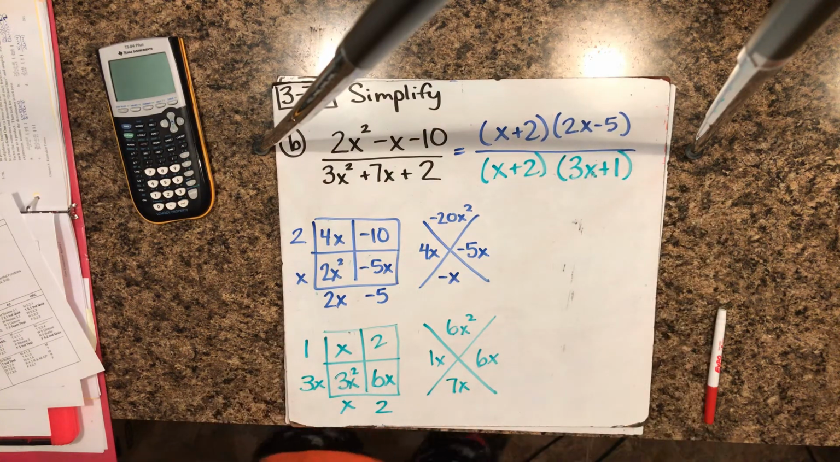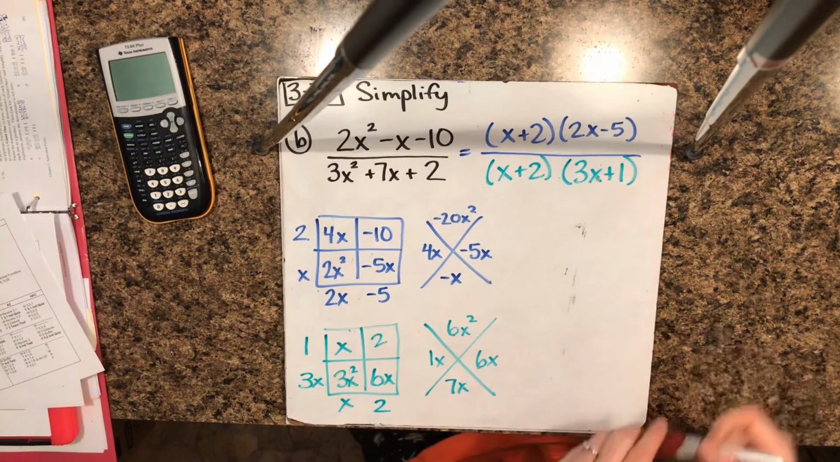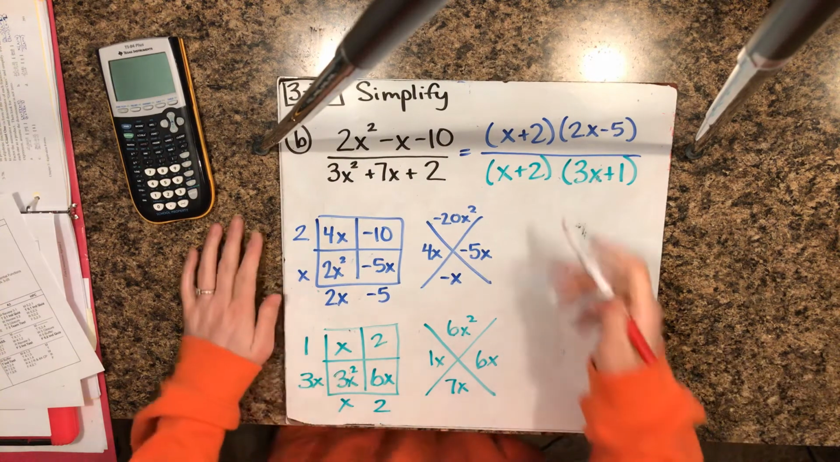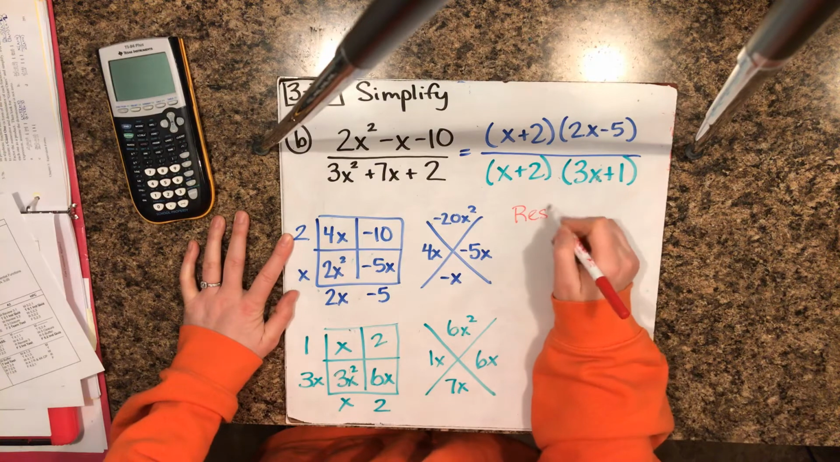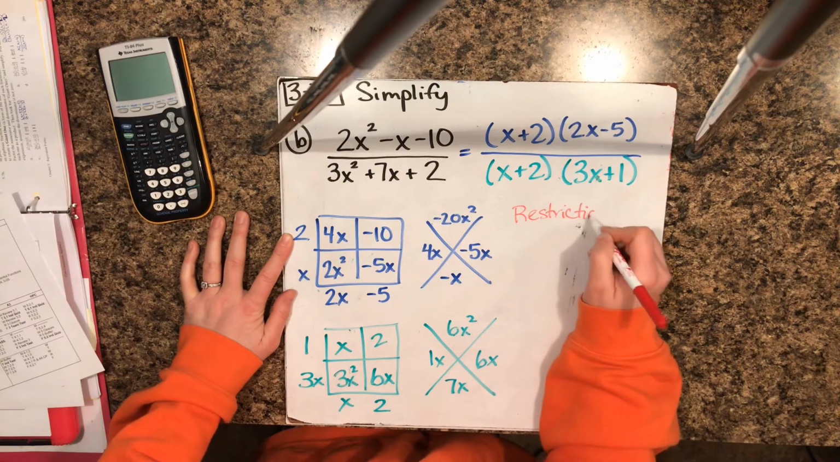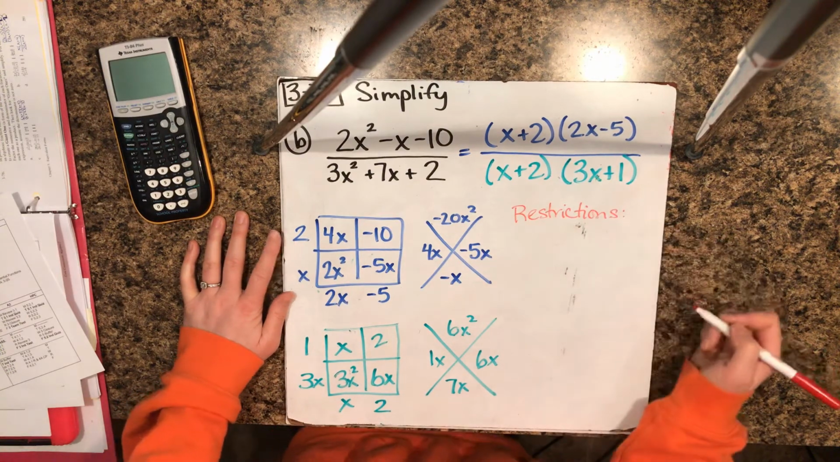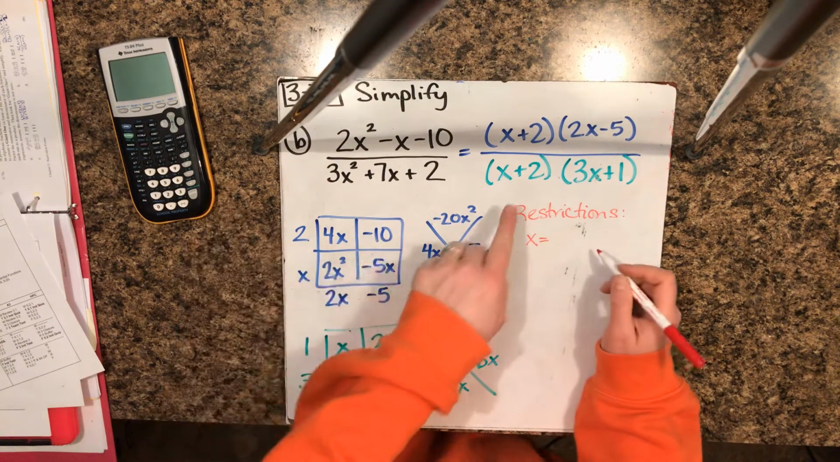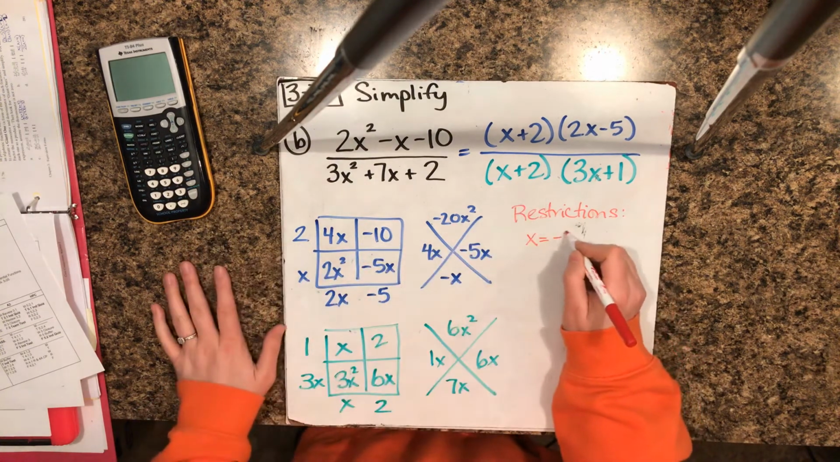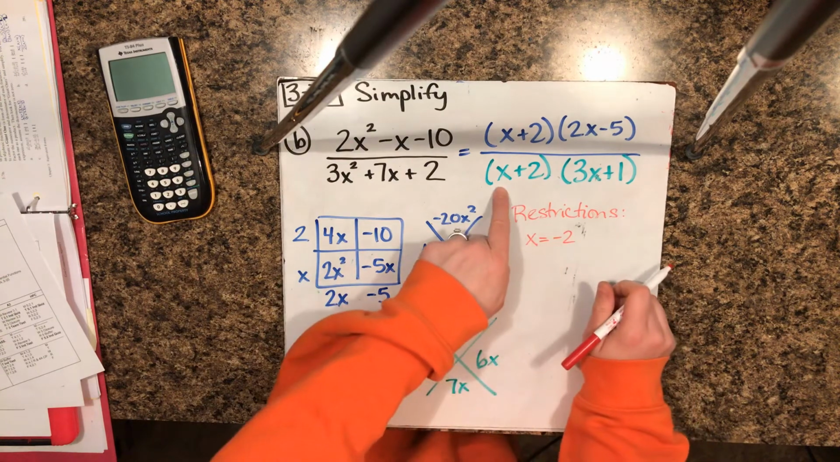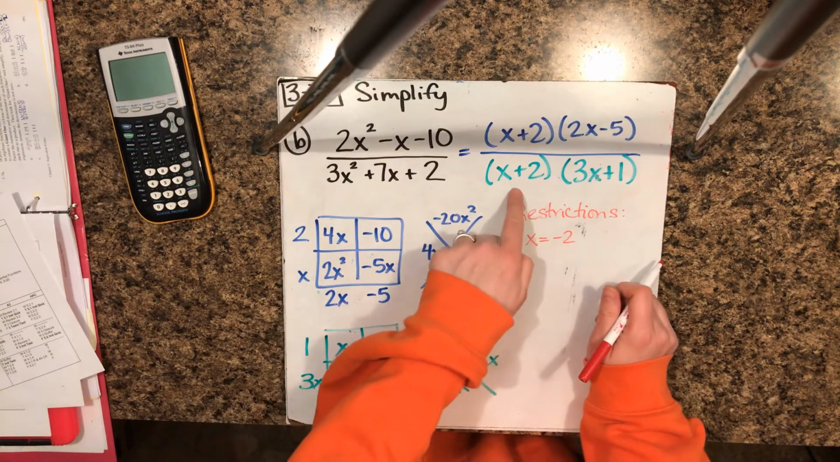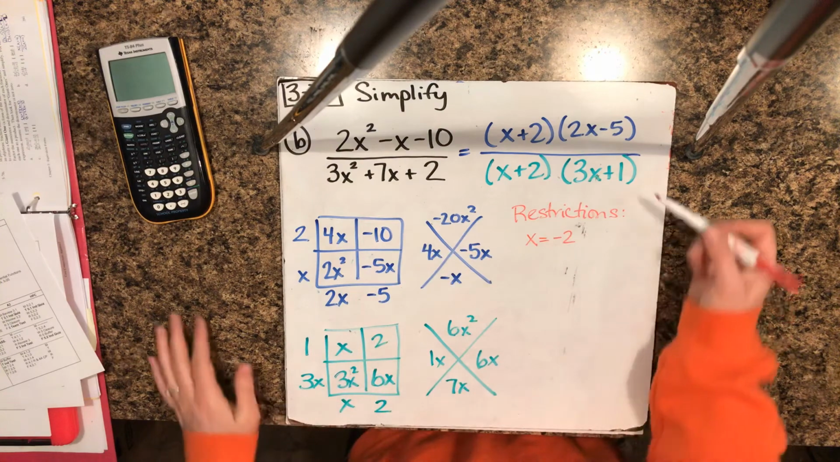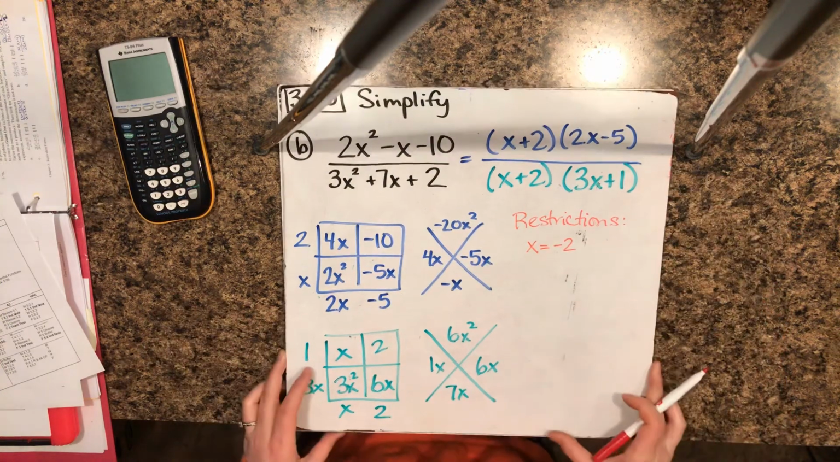Now this time I'm not going to forget. I need to pay attention to the restrictions before I make any giant ones. So again, restrictions happen when the denominator is equal to 0. Okay, well what happens here? X cannot equal negative 2. Because if I plug negative 2 in for x, negative 2 plus 2 is 0, and 0 times anything is 0, and I'm not allowed to divide by 0.